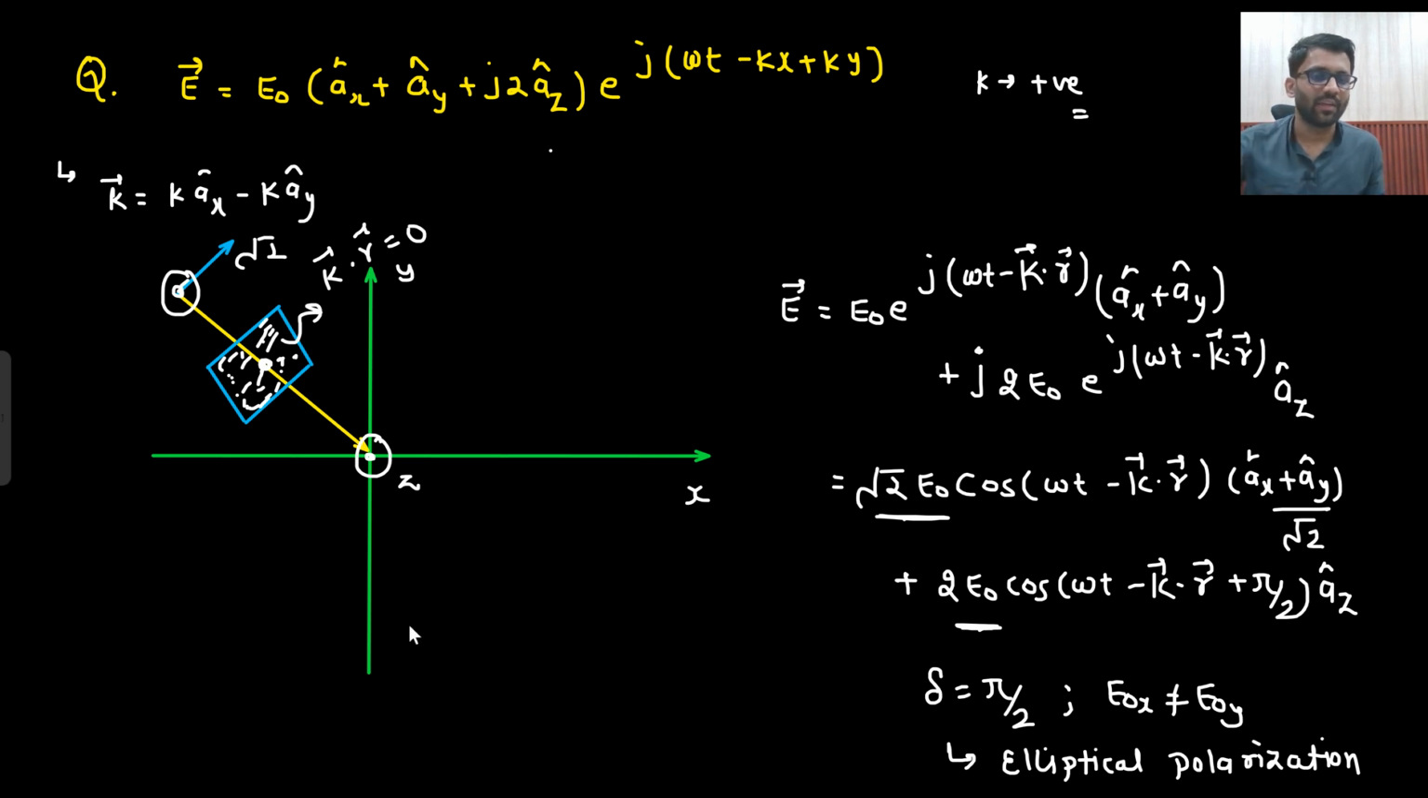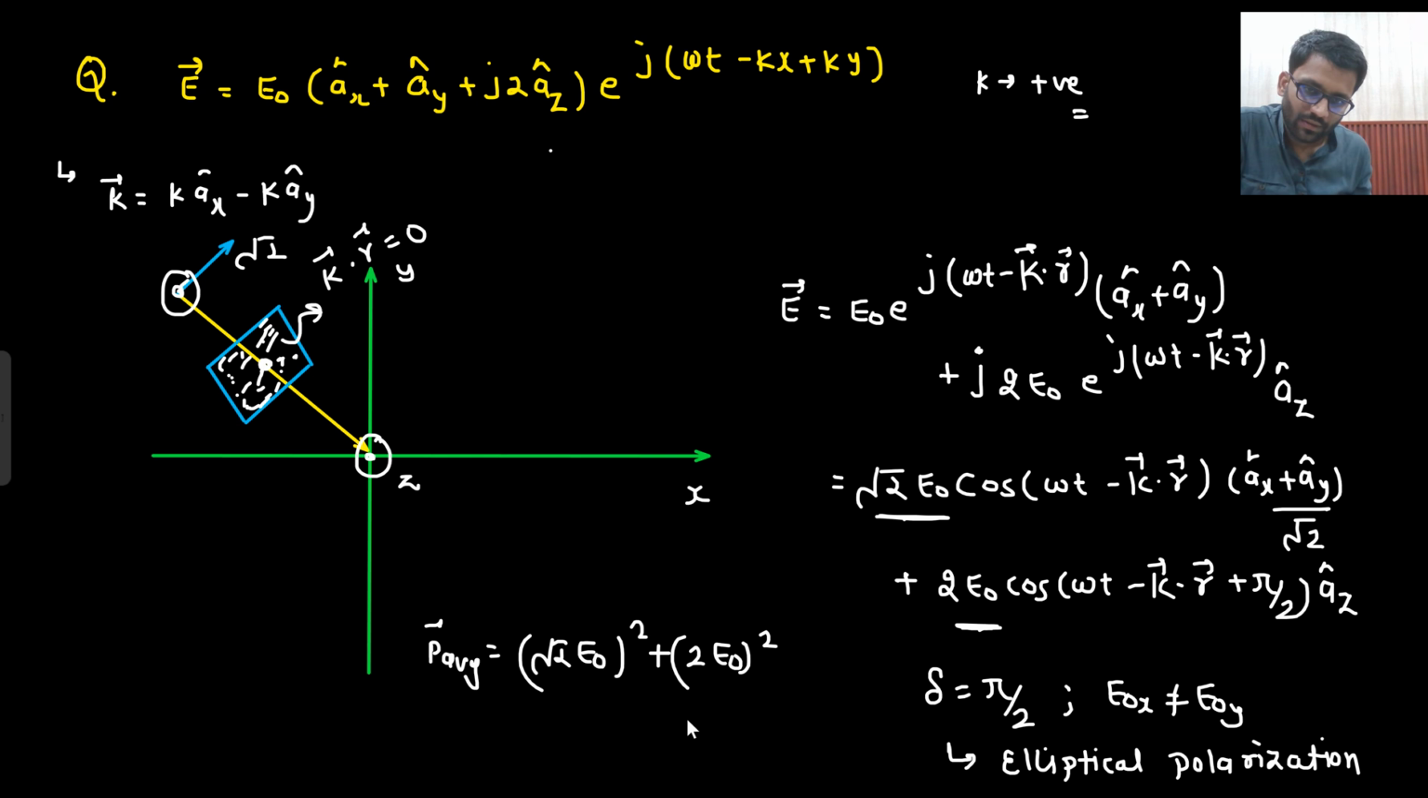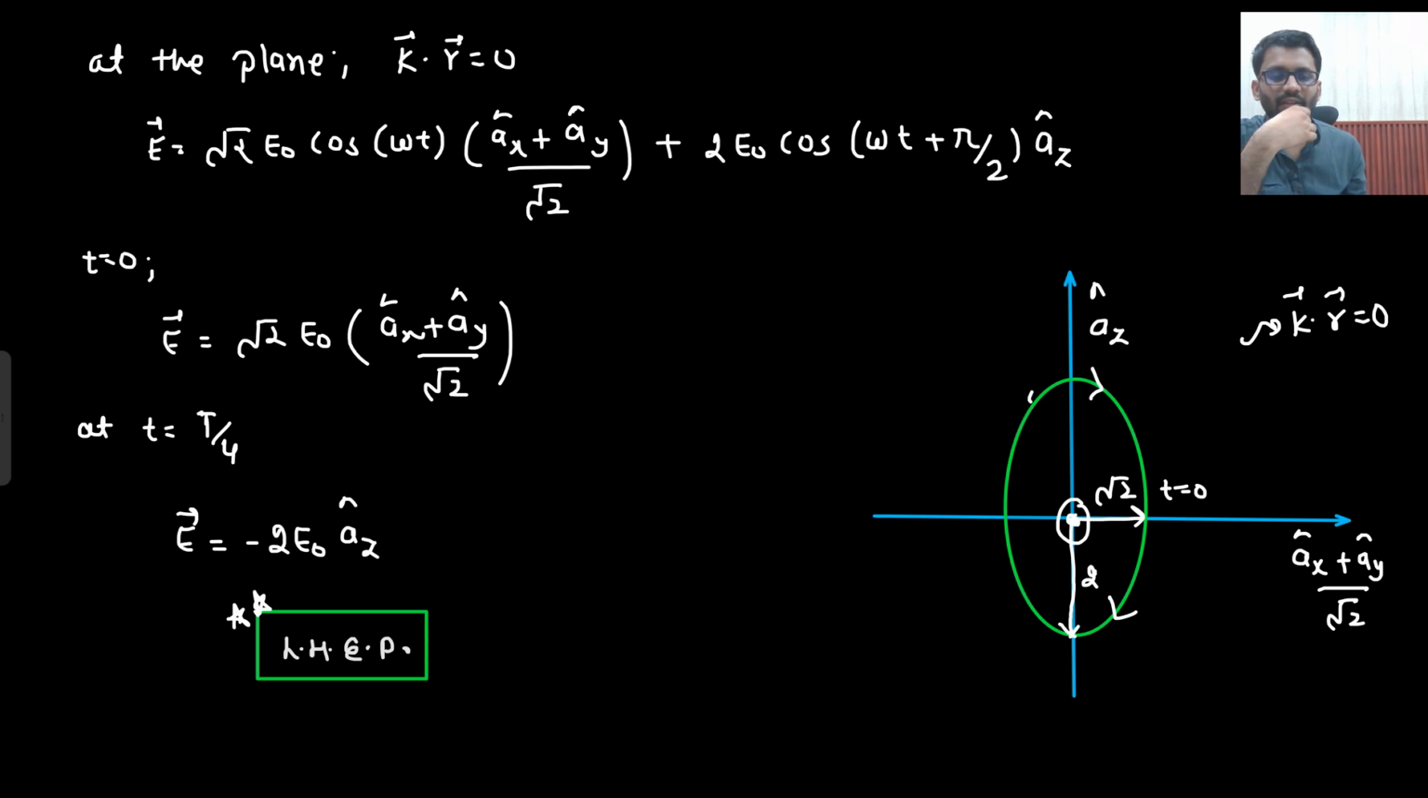And if someone asks you the time average Poynting vector, what will be your answer? P average, if they are asking. So E naught square I need to tell. What will be my E naught square? What do you think? This and this are perpendicular. Right, so certainly I can write root 2 E naught square squared plus 2 E naught square, divided by 2 eta. So 2 E naught square plus 4 E naught square, so 6 E naught square by 2 eta, that would be 3 E naught square by eta. That is the answer. Okay, 4, 2, 6, 6 by 2, 3 E naught square by eta.